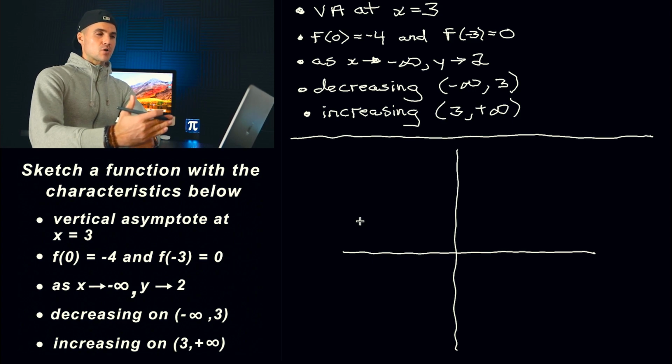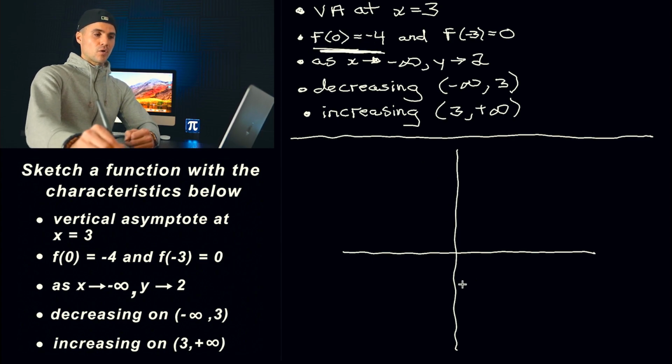First thing I always like to start with is any characteristics where there is no subjectivity involved. And so the first thing that includes is points. So notice here we're told f of 0 is equal to -4. So we know that the y-intercept is -4 here, right? This point here is (0, -4). I'm just going to write -4 to save some room.